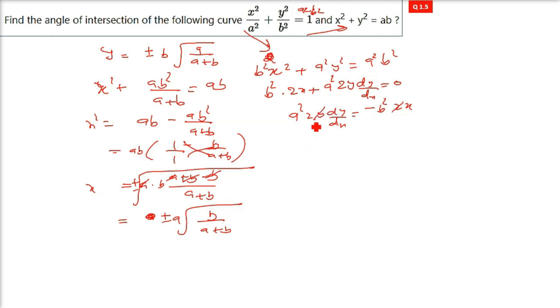This you can cancel 2. So a square y remains on the left hand side, and v minus b square x on the right hand side. So this a square will go in the denominator. This y also goes in the denominator. This is your dy by dx. Now this is slope actually.